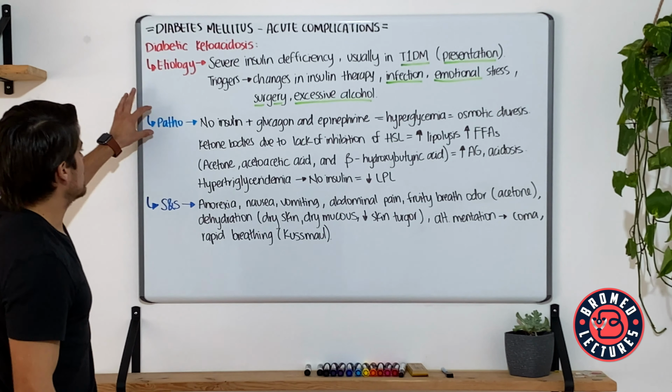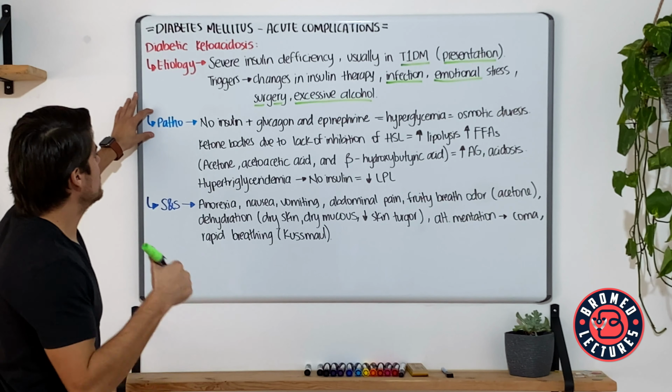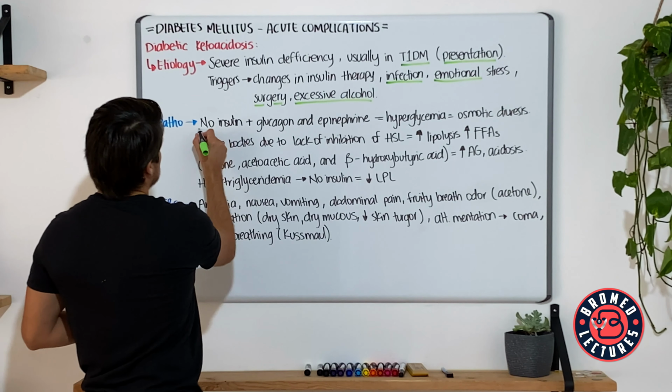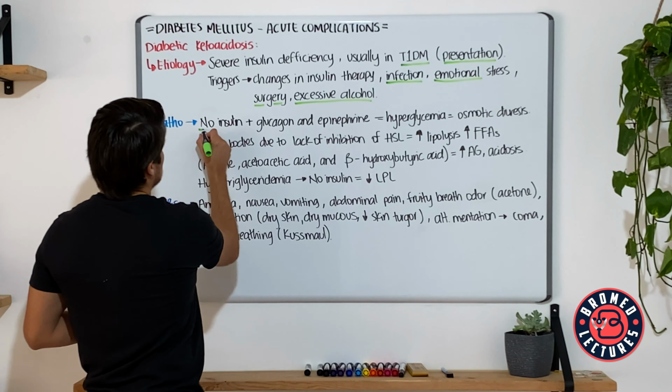Now the pathogenesis is there's no insulin and you're adding glucagon and epinephrine responses in the patients that unfold as a hyperglycemia, and that puts the patients into increased osmotic diuresis, and that can cause dehydration.